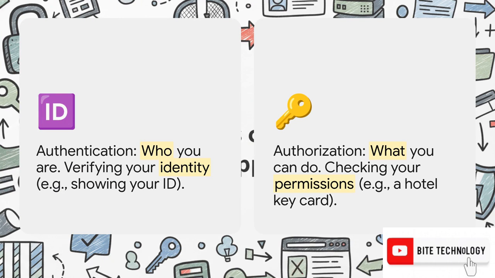Okay, so you have two big ideas here. First is authentication. This is all about identity. It just answers the question, who are you? Think of it like showing your passport at a hotel desk. But then you have authorization. This is about permissions. It asks, okay, now that you're here, what can you actually do? This is like the key card the hotel gives you after they've seen your ID.